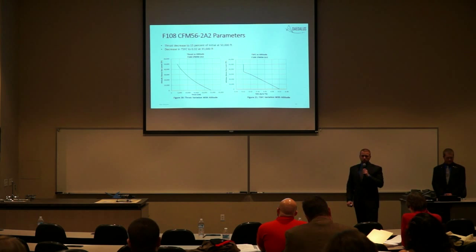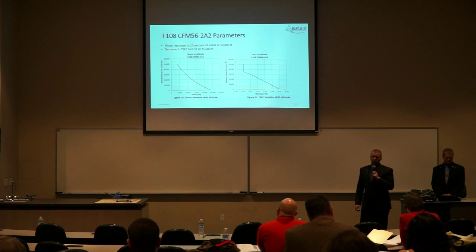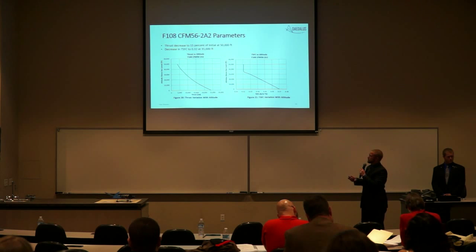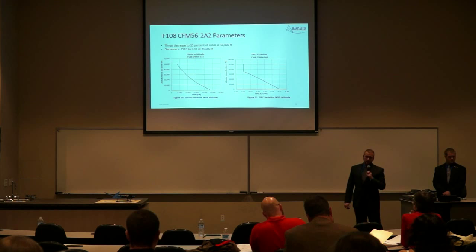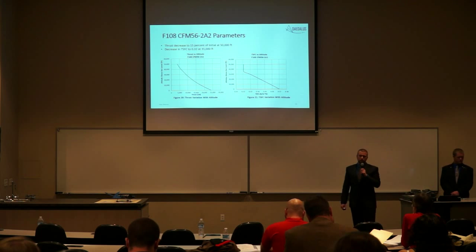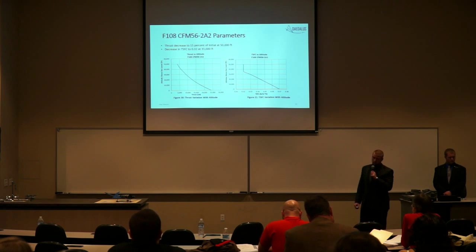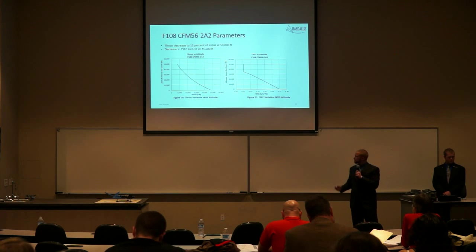So, electing to proceed with the F108 CFM56-2A2, we can measure how its performance characteristics change as we increase in altitude. At a cruise altitude of about 35,000 feet, each engine has a thrust output of 7,500 pounds and a decreased thrust-specific fuel consumption of about 0.32.